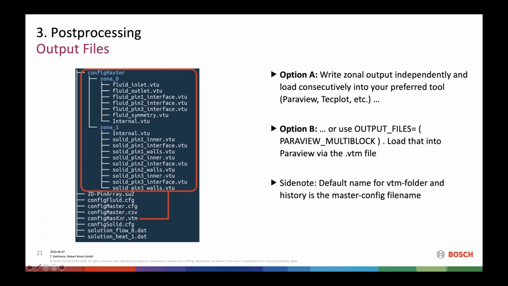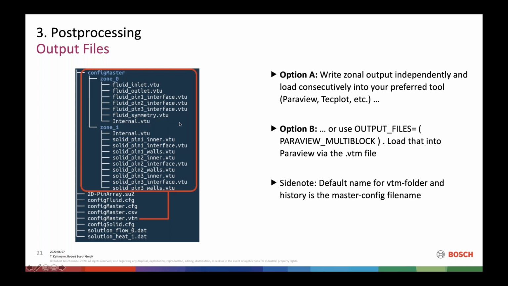If you use the paraview multi-block format, it will write a VTM file, which is basically an XML style file, which links into a folder which is created where data for each zone, each boundary, and the internal is written. So here we would have the name of every boundary marker and something called internal. And that is all written automatically. Before in SU2, we had the concept of a separate volume and surface output, and this unifies it and makes it very easy to use.